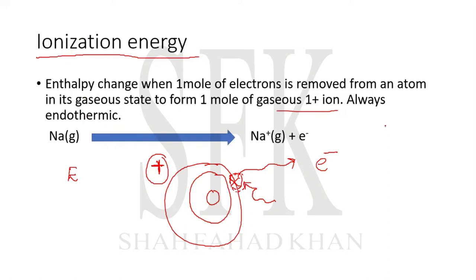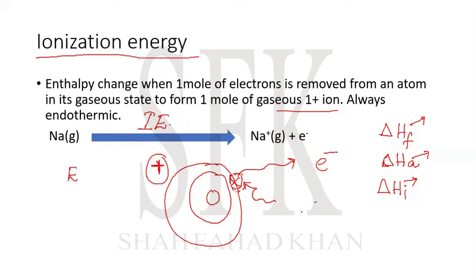Right, so far we've revised 3 enthalpies: enthalpy change of formation, enthalpy change of atomization, and enthalpy change of ionization or ionization energy. Formation is when 1 mole of a compound is formed from its elements under standard conditions in their standard states. Atomization is when 1 mole of gaseous atoms is formed from its element under standard conditions. And ionization energy is when 1 mole of electrons is removed from 1 mole of gaseous atoms to form 1 mole of gaseous 1 positive ions. Okay, so in that case you have your enthalpy change of ionization or ionization energy.